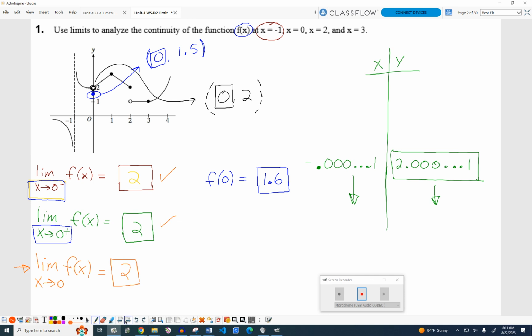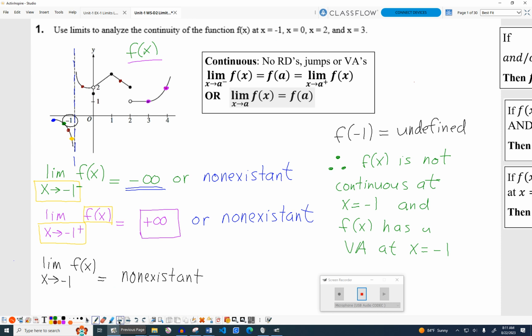On the flashcards, what does RD stand for? The RD. Oh, gotcha. So RD is my little short abbreviation for removable discontinuity.